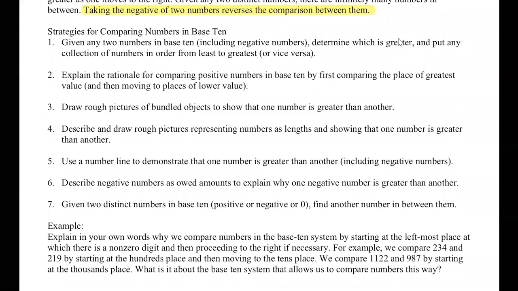Another way is an explanation. Explain the rationale for comparing positive numbers in base 10 by first comparing the place of greatest value moving to places of lower value. That's what the initial blurb was saying. Draw rough pictures of bundled objects to show one number is greater than another. We talked about that before, when we were going over the investigation. Sometimes you don't need to know the numbers. You just need to know, hey, this has more stuff than that, and that gets the job done.